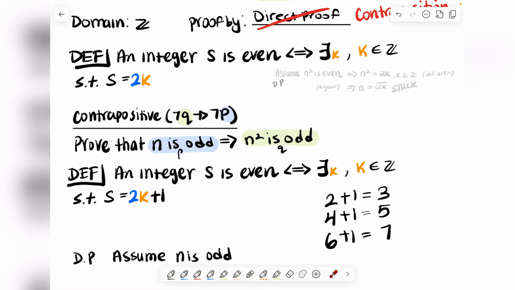So the definition of an odd integer is the definition of an even integer plus 1. An even integer plus 1 will always give you odd. So all you're doing is just adding 1 and changing this to say odd.